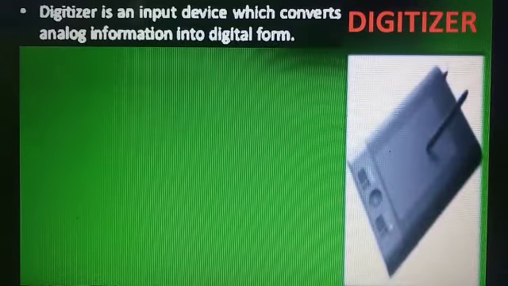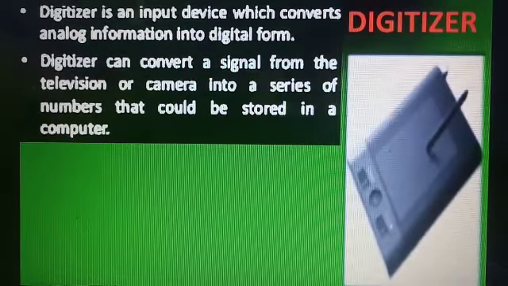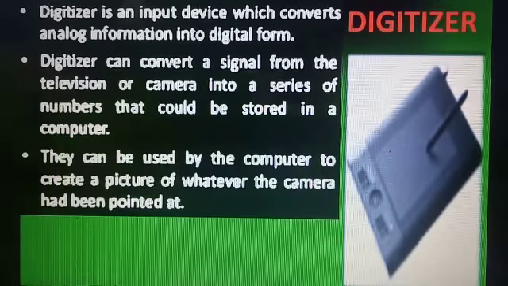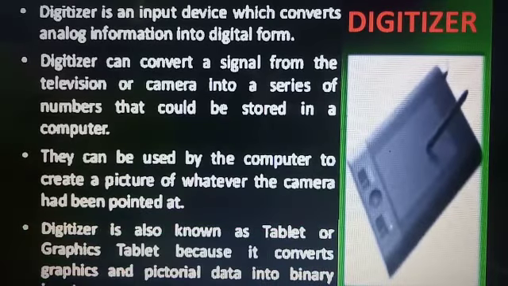Digitizer. Now we study the digitizer. A digitizer is an input device which converts analog information into digital form. A digitizer can convert a signal from a television or camera into a series of numbers that can be stored in a computer. They can be used by the computer to create a picture of whatever the camera had been pointed at. A digitizer is also known as a tablet or graphic tablet because it converts graphic and pictorial data into binary.